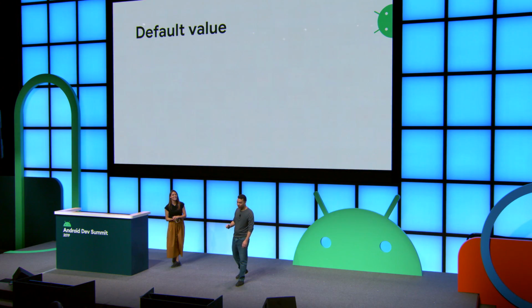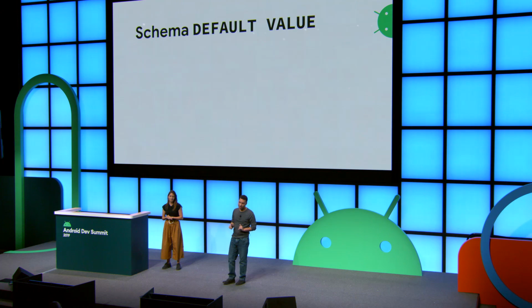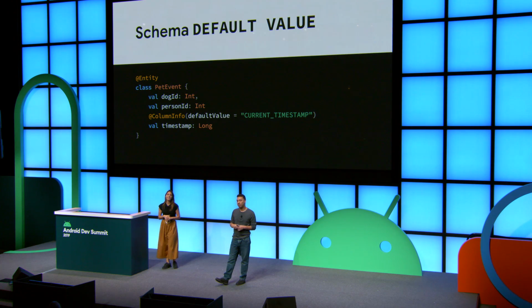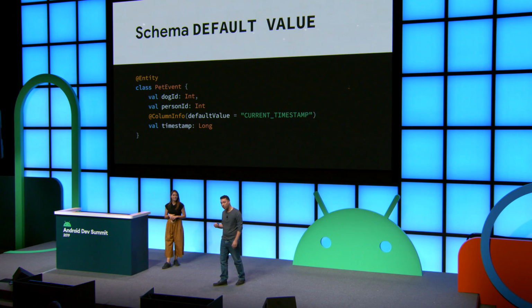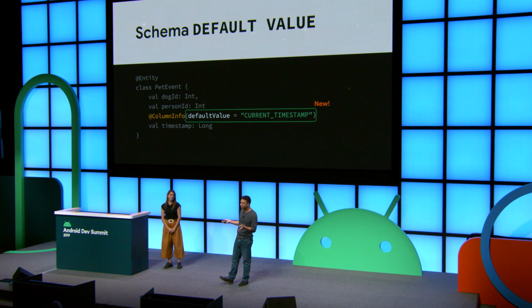Another thing we added in Room 2.2 was default values. Not Kotlin default values, schema default values. And you can define this in the ColumnInfo annotation. There's a new property called defaultValue. And this actually takes an SQLite expression. So you can use things like CURRENT_TIMESTAMP, which is a keyword in SQLite.